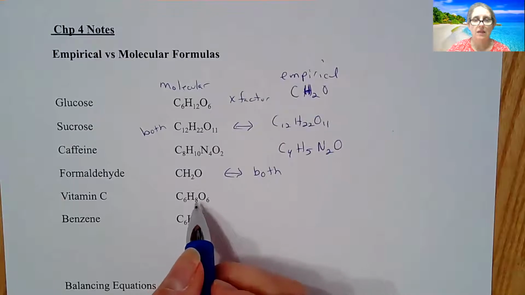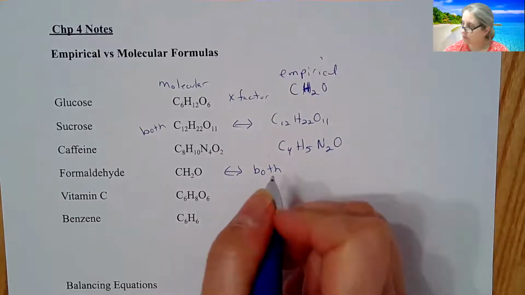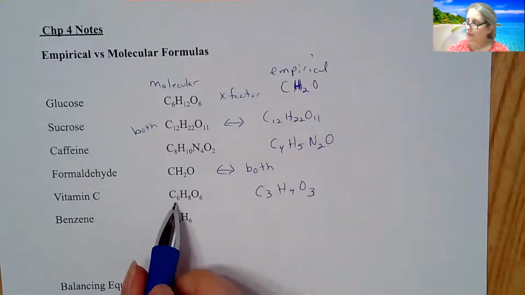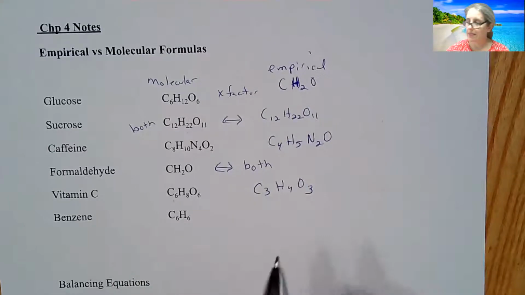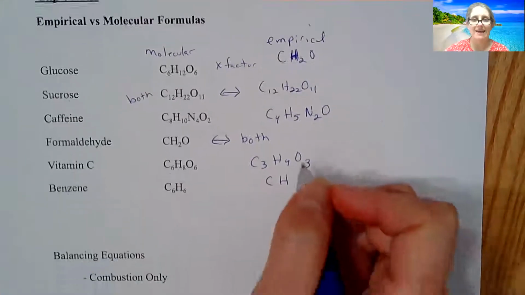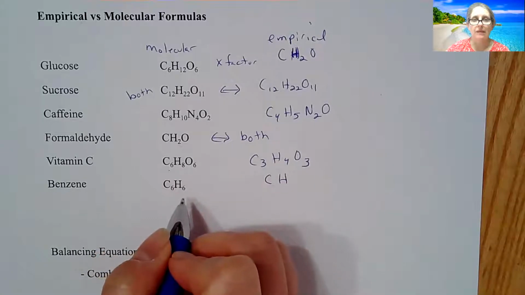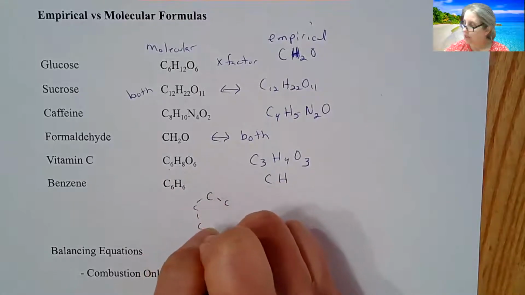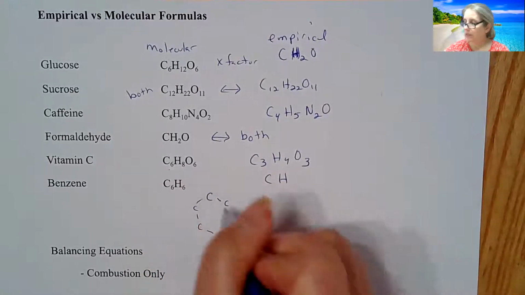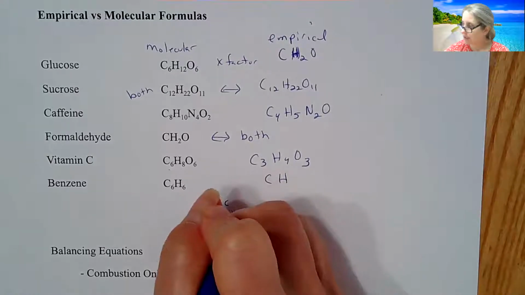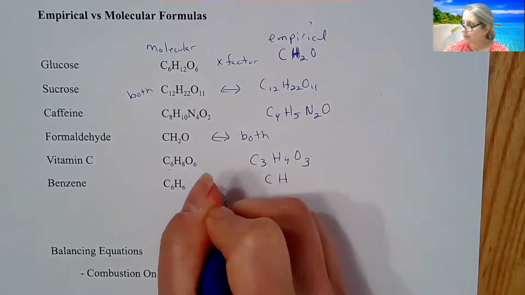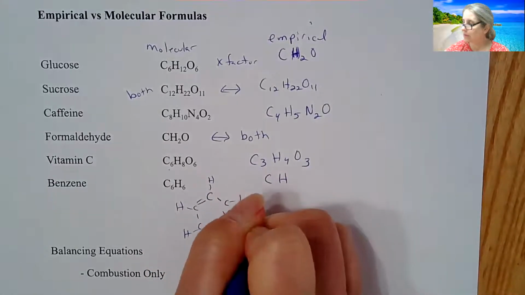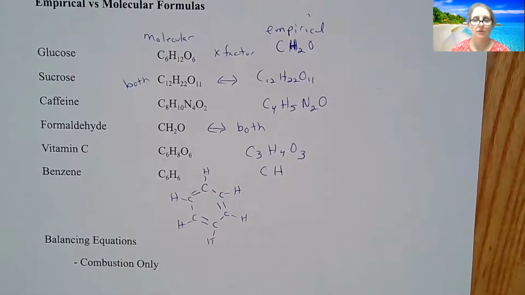Vitamin C, C6H8O6, can be divided by 2. So I have C3H4O3 for the empirical formula. That is vitamin C's formula. And then benzene. Well, benzene, I could reduce it down to CH, but really this is the molecular formula, and it is going to be something we look at in the near future. It is a very unique molecule. It is 6 carbons in a ring, and it actually has some double bonds through the structure. That gives you hydrogens on each one of those carbons. So it's a very unique molecule that we're going to be talking about in the future.